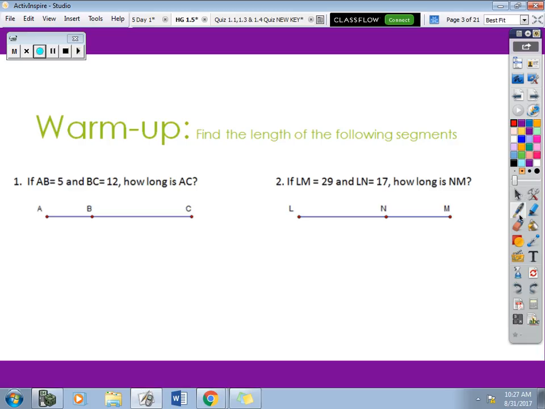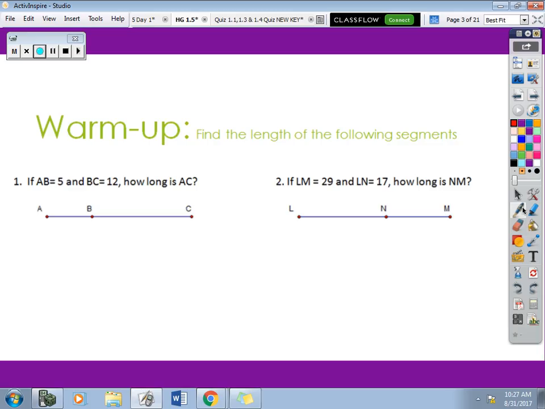Right, so our warm-up is at the top of our note sheet, and it has two segment pictures asking us to find the lengths of the following segments. In geometry, you'll see a lot of pictures. You'll also be given a lot of information in a sentence. What you want to do is take those numbers and put them on the picture, and that's going to help you a lot throughout the class.